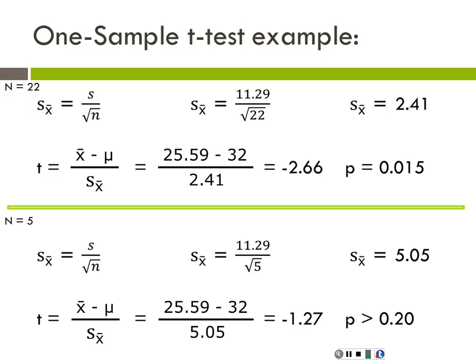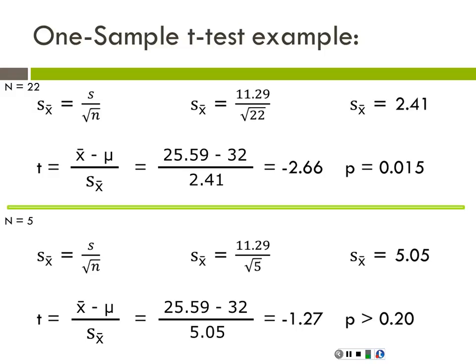And this is the same information except this sample has a sample size of 5. If we look at a sample size of 22, we can see our standard error is 2.41. It's smaller when you compare it with the 5.05 standard error of the N of 5, the smaller sample size. So our standard error gets smaller if we have a larger sample size.